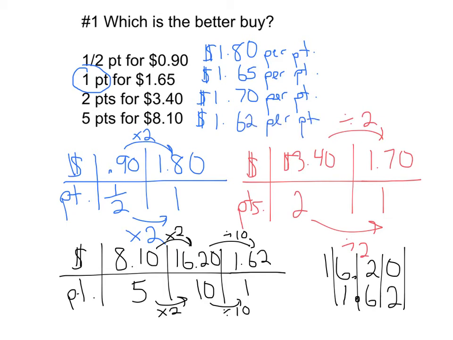Now for this problem, because we're talking about price, we want to make sure that we are getting the best deal we can. We don't want to pay more money than necessary for each pint. We want the lowest amount per pint, which in this case is going to be the 5 pints for $8.10, because that's the smallest amount. So this is the better buy.